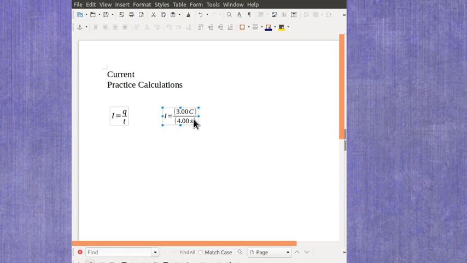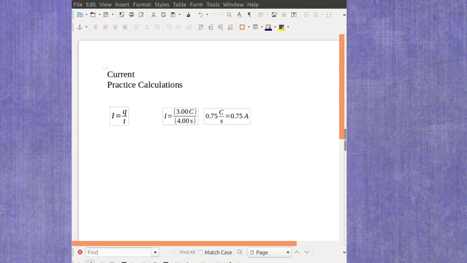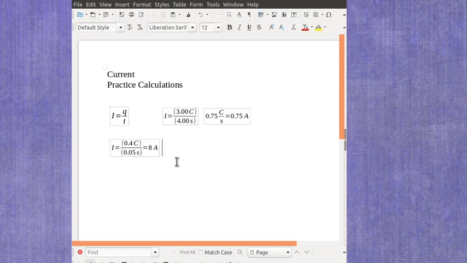Well, when you do that calculation, you're going to get a value of 0.75 coulombs per second. But this coulomb per second is our definition of what an amp is, so this is 0.75 amps. We could plug some other numbers in there and get a similar sort of relationship here. Maybe we've got 0.4 coulombs that flows through in a time of 0.05 seconds, which would give us 8 amps of current.